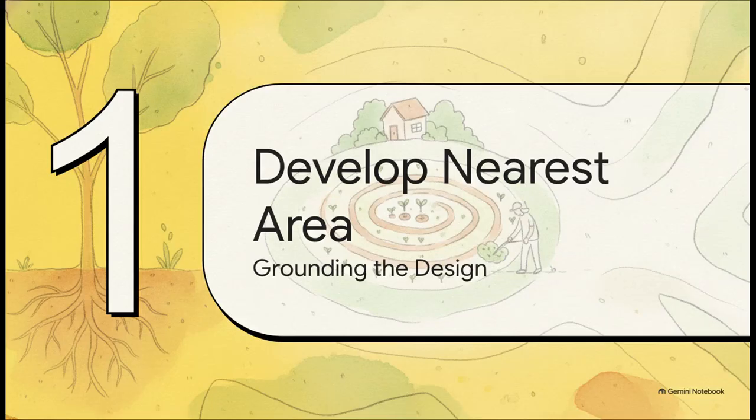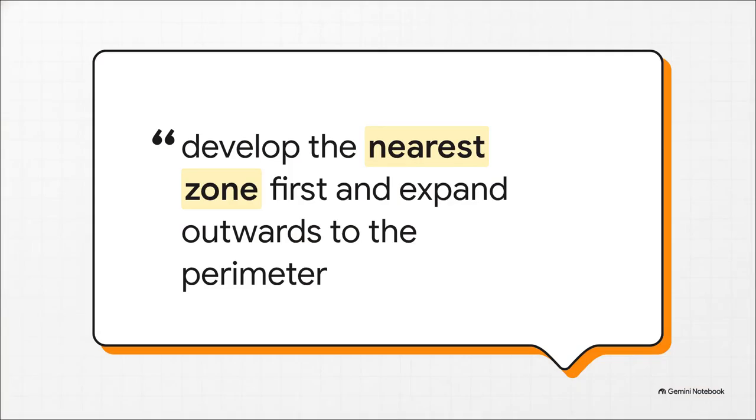Section 1. Develop the nearest area first, grounding the design. So, we have to begin our world building at the absolute center of human activity. This grounds our entire design process in practical reality. We're relying on this foundational golden rule from permaculture co-founder Bill Mollison. Develop the nearest area first. Always start right at your doorstep and expand outward from there.